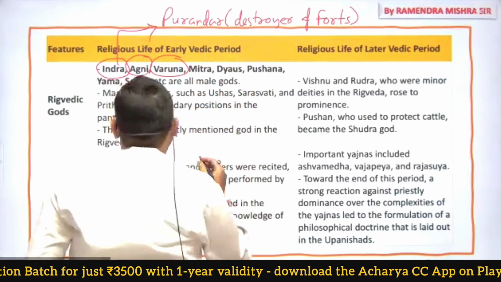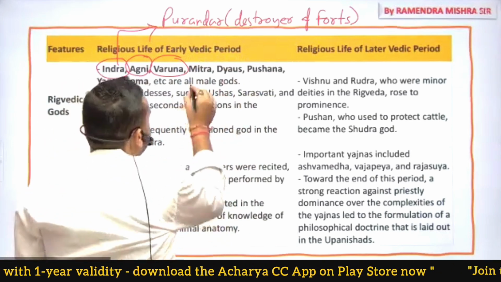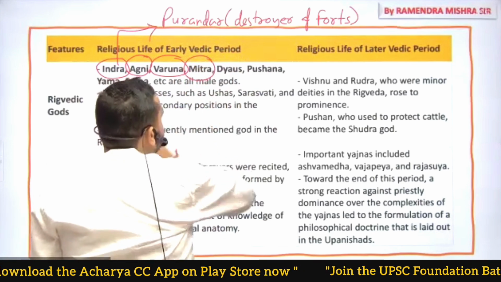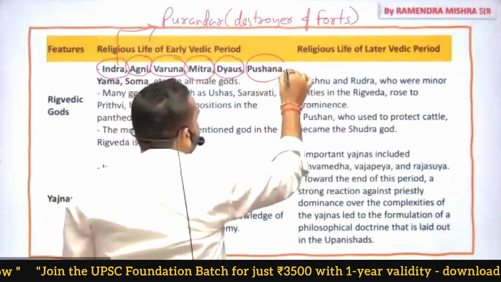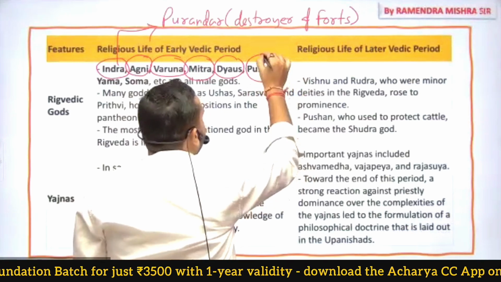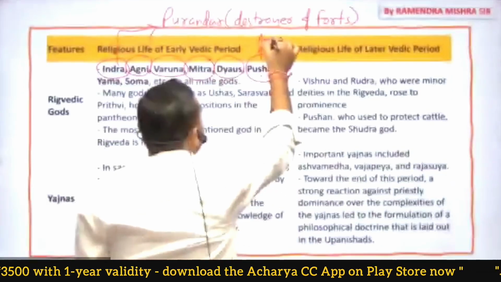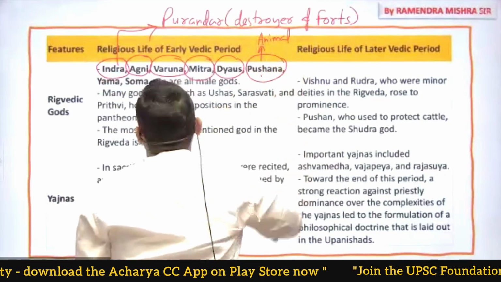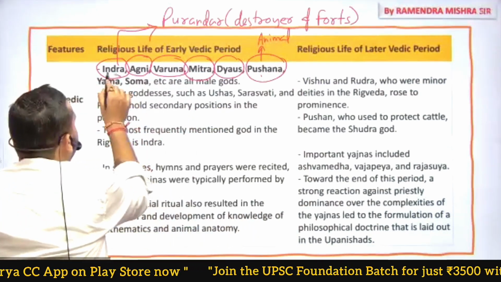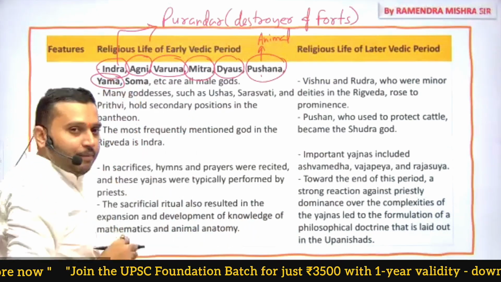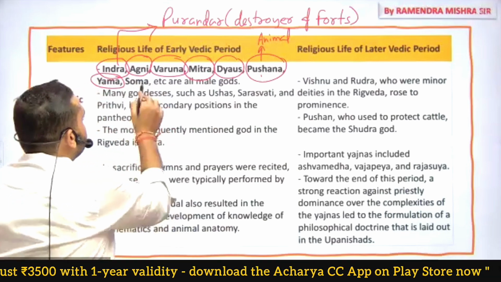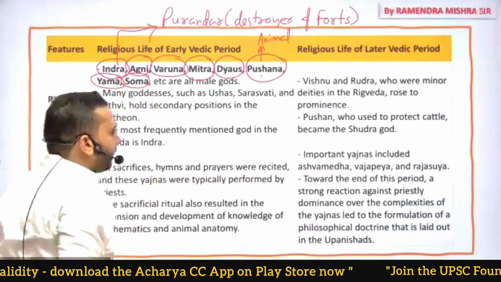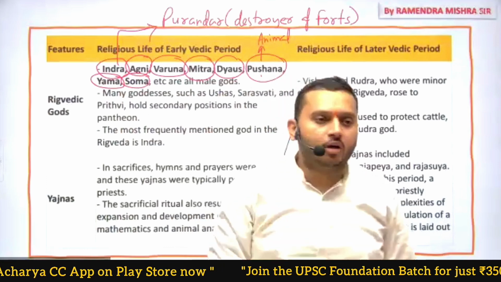Then another important god was Mitra. Mitra means the sun. Dyaus, Pushan. Pushan was the god of animals. Then Yama, Yamaraj. Maybe you have heard about Yamaraj. Soma, etc. All are male gods.